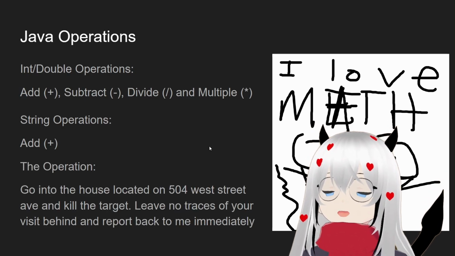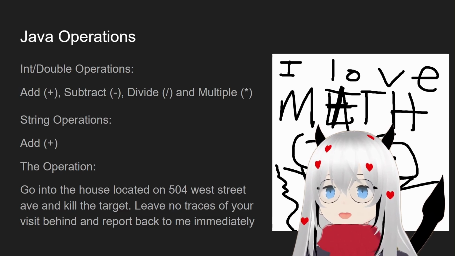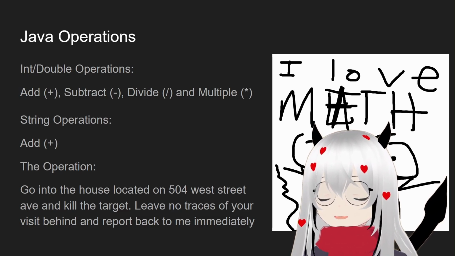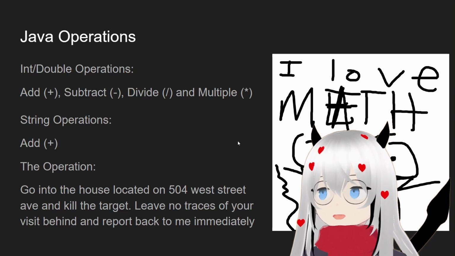And of course, the last Java operation is the operation. Basically, you have to go into a house located on 504 West Street Avenue and kill the target. You must make sure that you leave no traces of your visit and then report back to me immediately.